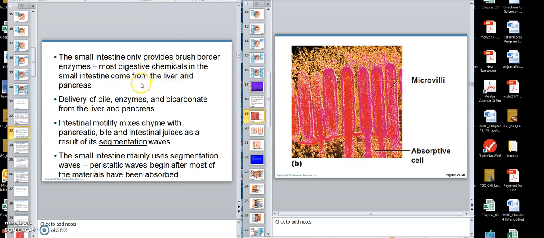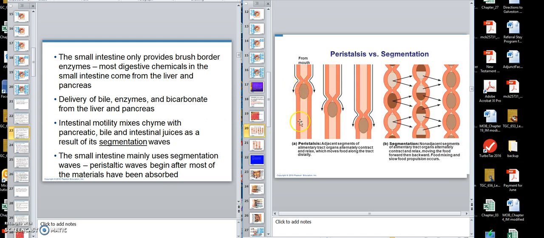Most chemicals in the small intestine come from the pancreas and the liver. Liver for bile, pancreas for the enzymes we talked about. We've talked about that. Intestinal motility mixes chyme with pancreatic juice, and results in segmentation waves. Now, the small intestine has two kinds of waves. It has peristaltic waves, but that's after you've done absorption. But when the chyme goes in, you want to segment it and ripple it.